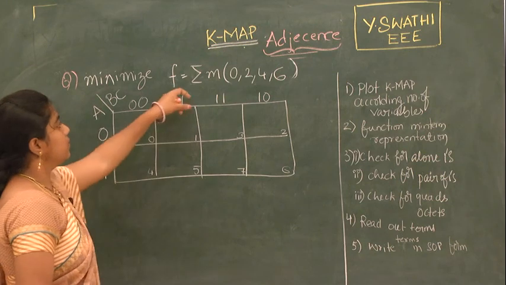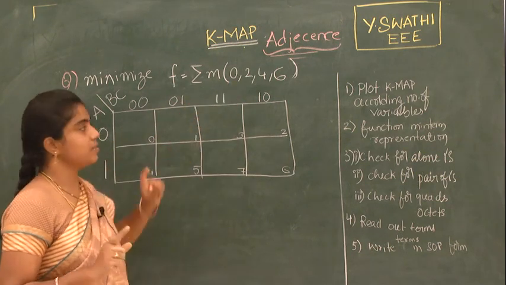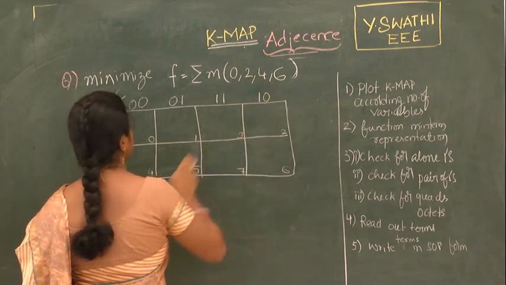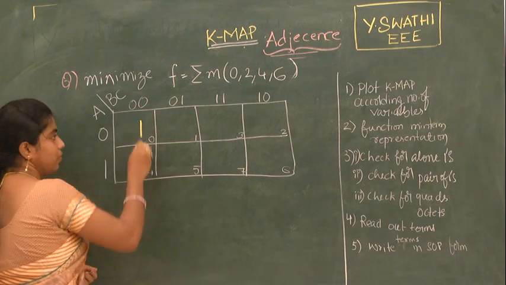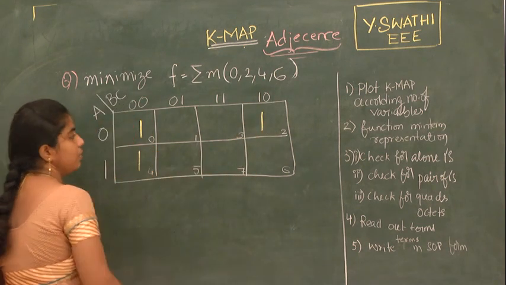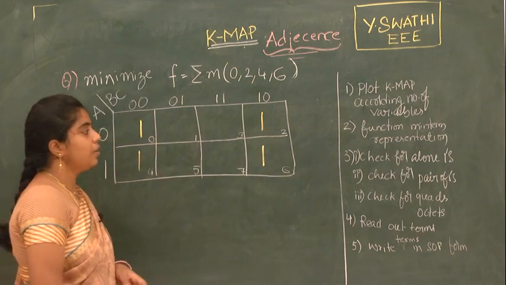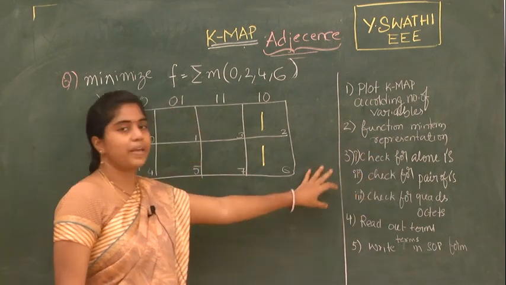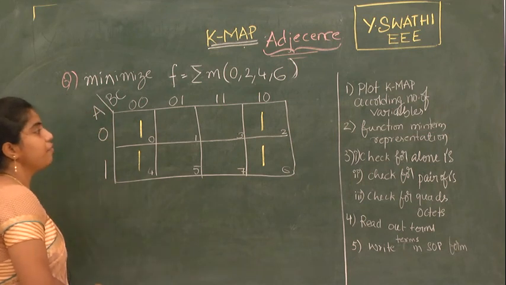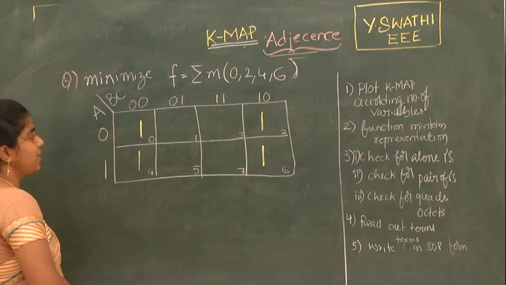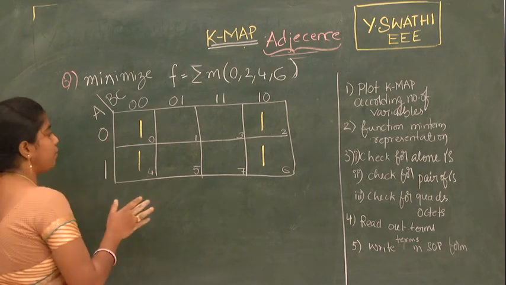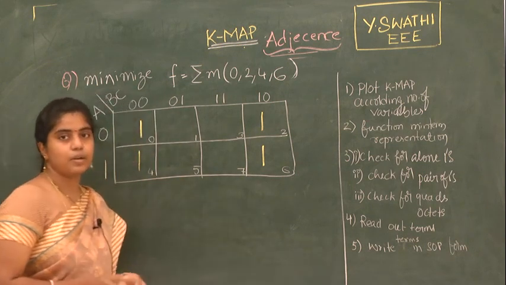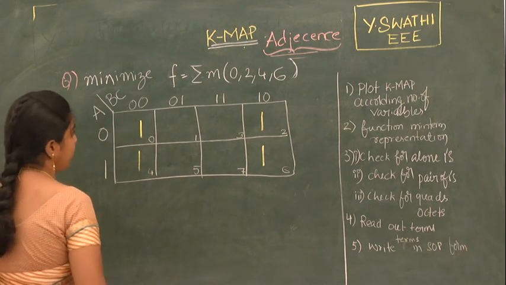Now we will represent the minterms present in the function with ones. What are the minterms present in the function? 0, 2, 4, 6. Now the function minterm representation is over. Now we have to check for pairing or grouping of ones. As we can see in the direct view, 0 and 4 can be grouped, and 2 and 6 can be grouped. Of course it is right. But the K-map allows the rolling technique.